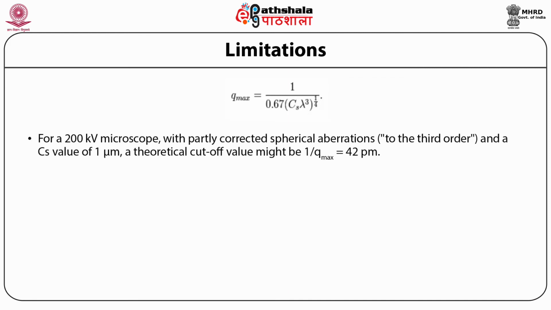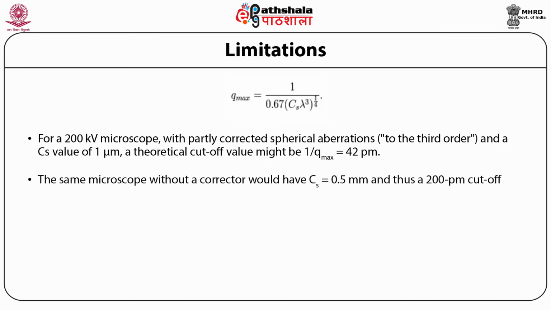For a 200 kilovolt microscope with partly corrected spherical aberrations, that is to the third order, and a Cs value of 1 micrometer, a theoretical cutoff value might be 1/Qmax equal to 42 pm. The same microscope without a corrector would have Cs equal to 0.5 mm and thus a 200 pm cutoff.